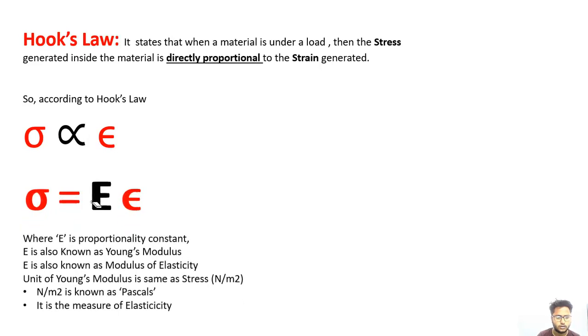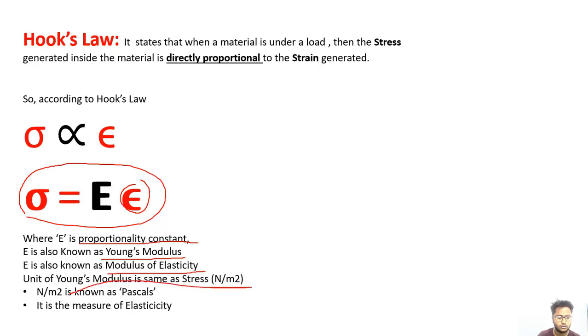Where E is the proportionality constant, E is also known as Young's modulus, and we have to remember this equation very importantly. E is also known as the modulus of elasticity. It is a proportionality constant. The unit of Young's modulus, since strain is unitless, is the same as stress, Newton per meter square.